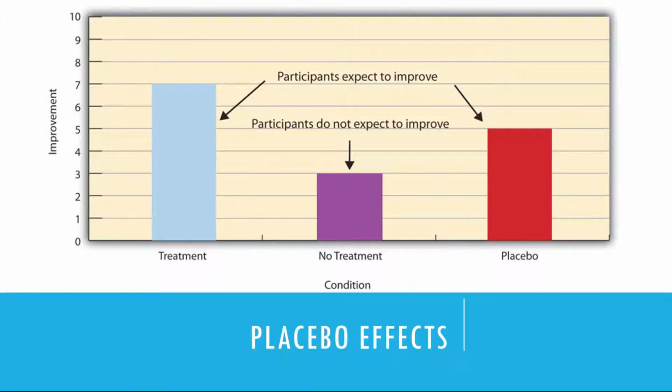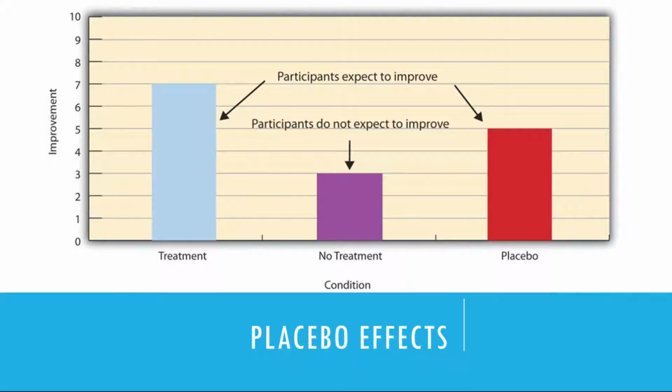In a waitlist control condition, participants are told that they'll receive a treatment, but they must wait until the participants in the treatment condition have already received it. This allows researchers to compare participants who've received the treatment with participants who are not currently receiving it, but who still expect to improve eventually.